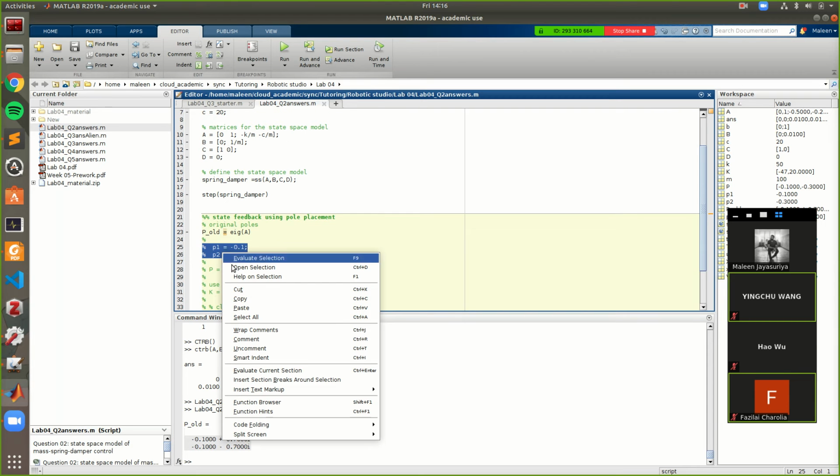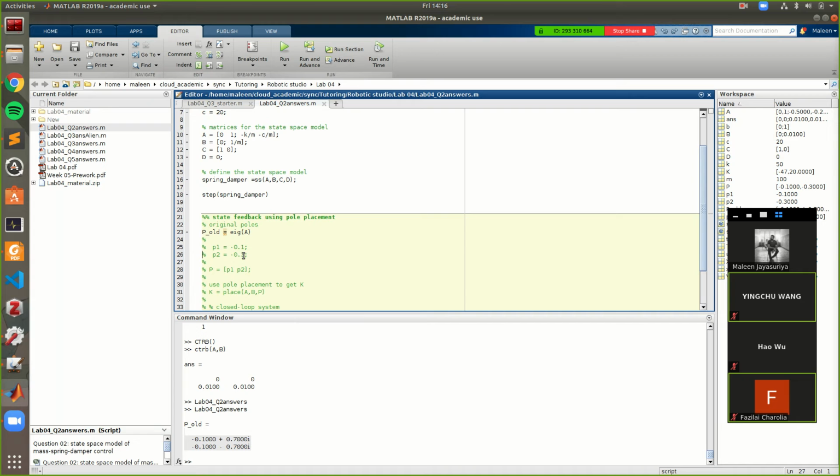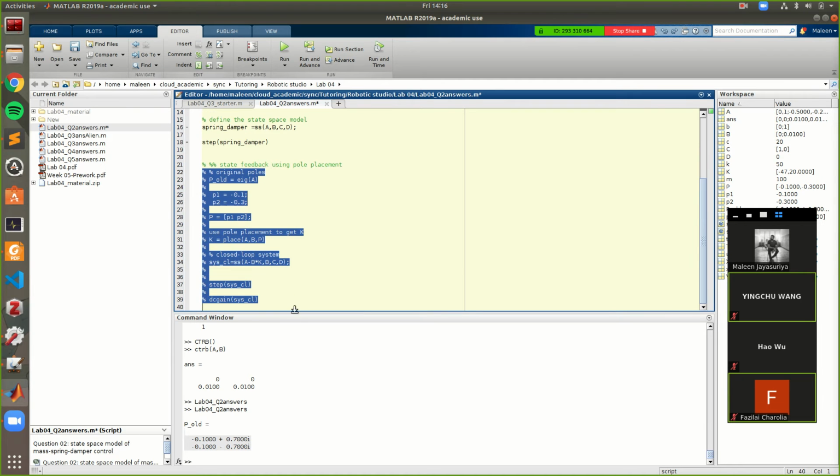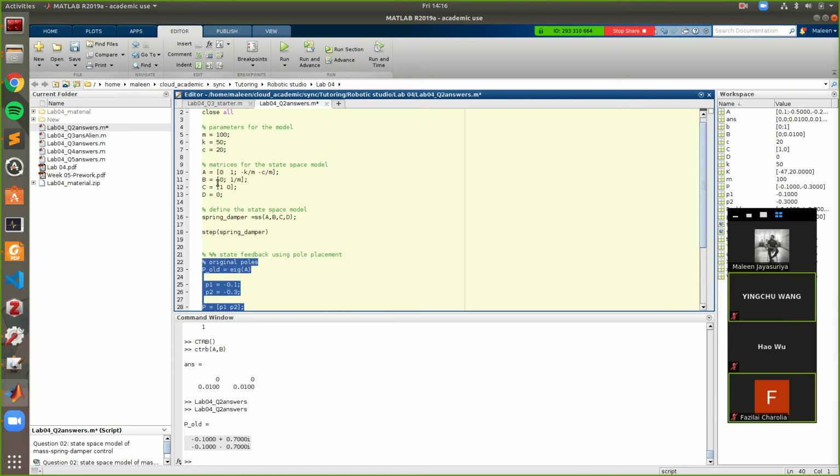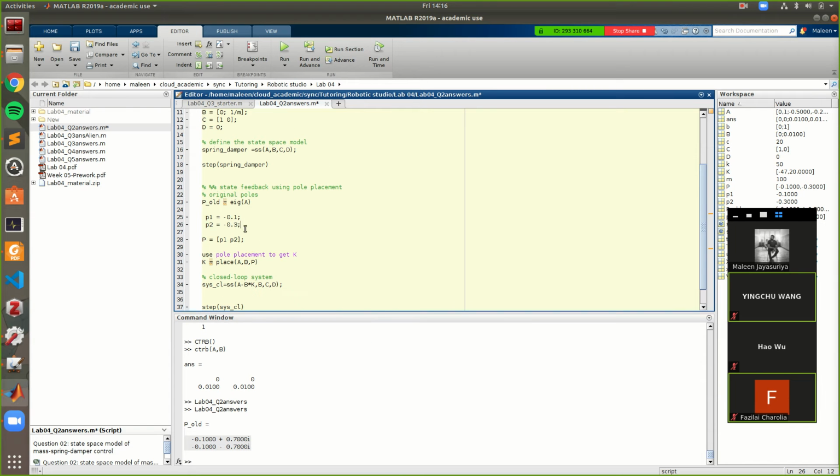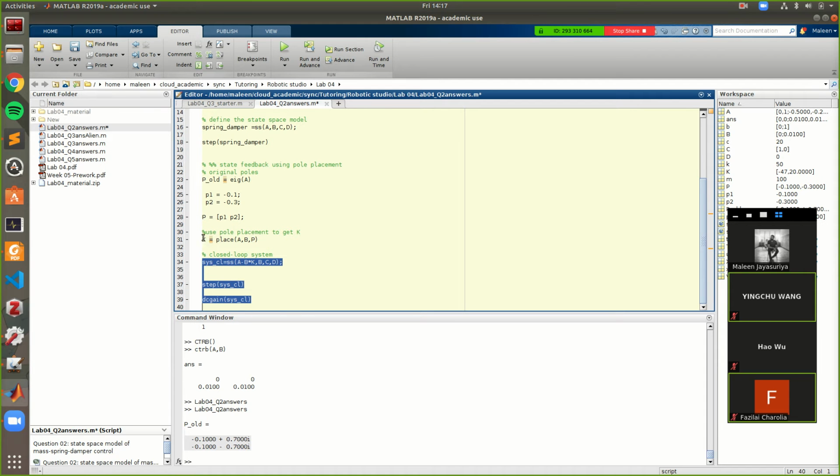So how you do that is you first mention what are the poles you want. According to this question, the poles that we want are -0.1 and -0.3, right? So I'm going to put that into a vector called P. And basically what you need to do to place the poles is give your A matrix, your B matrix, and the poles that you want to place, right? And it will automatically calculate the K matrix for you, right?